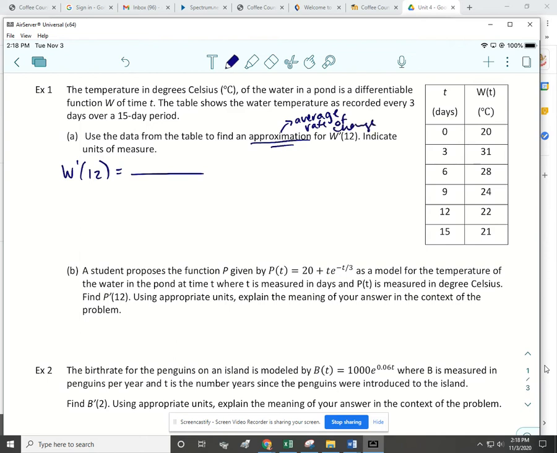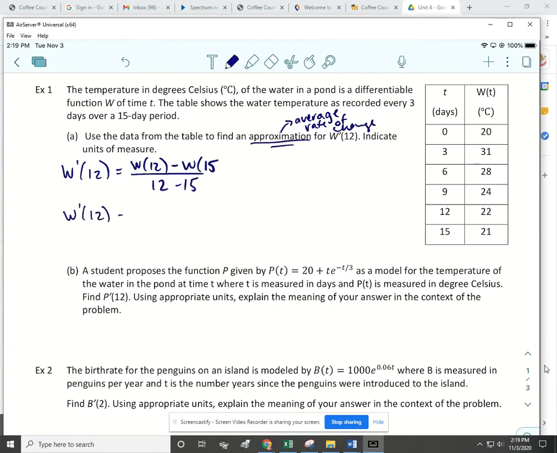All right, and there are multiple ways we can do this problem. What I did is I found the average rate of change between the 12th and the 15th day. If you wanted to, you could do 9 to 15, you can do 9 to 12, you could do 6 to 15. So 12 either needs to be one of your values or it needs to be in between your values. So like I said, there are multiple ways to figure this out, but this is just one way that I chose to approximate it.